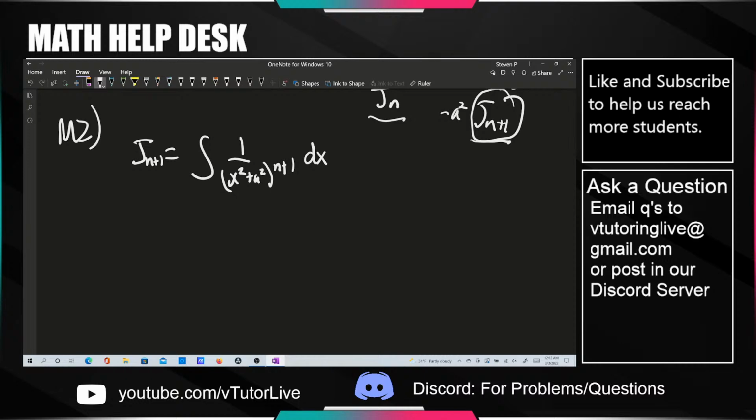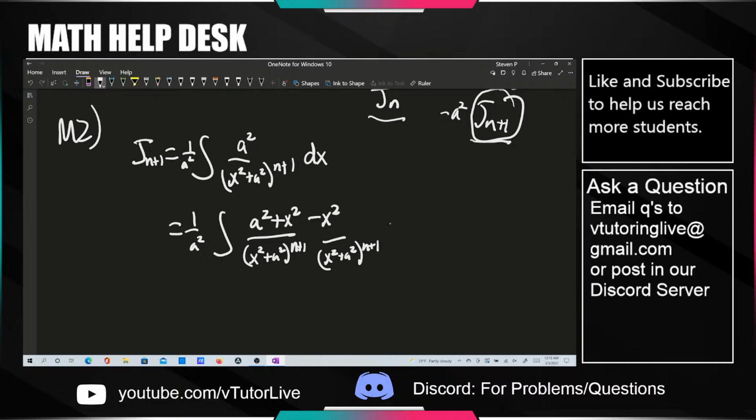But the trick here is to essentially do the same adding and subtracting trick, but to rewrite this first as 1 over a squared times a squared, right? This is just multiplying top and bottom by a squared over a squared, which is 1. Totally legal, right? So then now 1 over a squared times the integral of a squared plus x squared minus x squared, right? The same trick of adding a smart zero. And this time I'll rewrite it as two separate fractions from the get-go. x squared plus a squared to the n plus 1 dx.